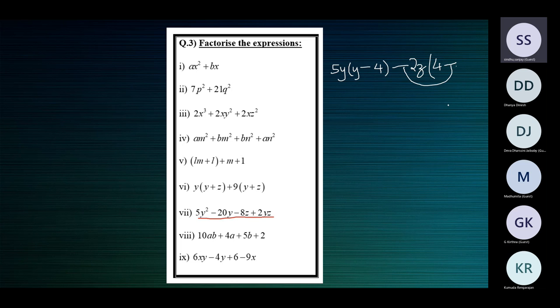What is the fourth term? The fourth term is plus 2yz. So minus into minus only will give plus. So you'll have to take a minus in the bracket, and y. Is this step understood? Yes, ma'am. Understood. Okay. Now, y minus 4 and 4 minus y, they are not the same.